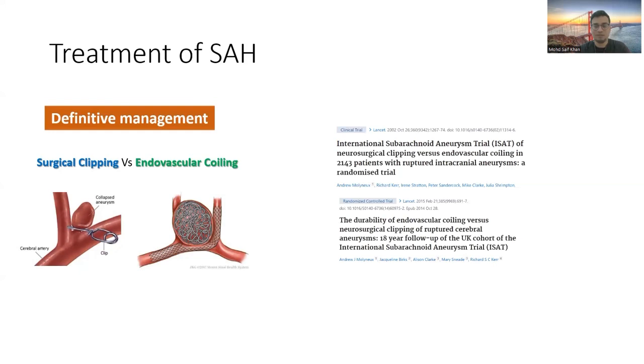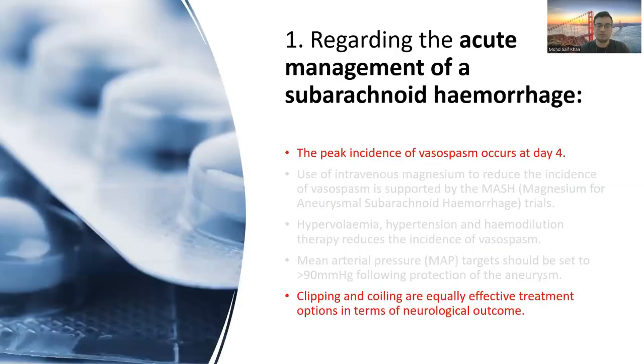But remember, these were the patients in whom rebleeding was more common. In coiling patients, the rebleeding was more common. That you need to remember, right? So clipping and coiling are not equally effective treatment options in terms of prolonged neurological outcome. So long-term neurological outcome is better with coiling.